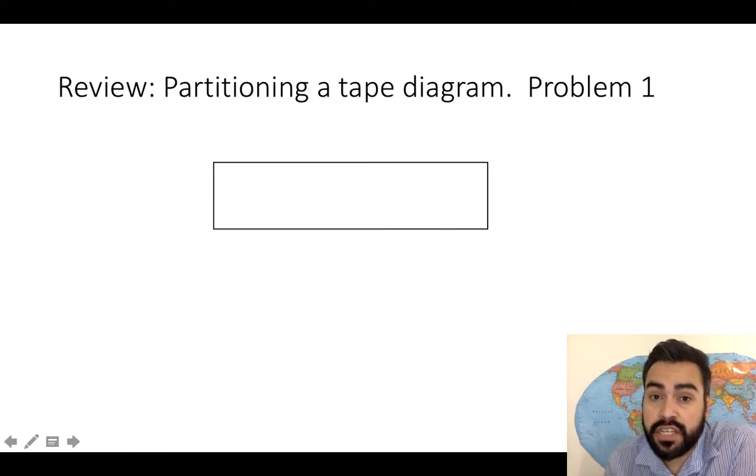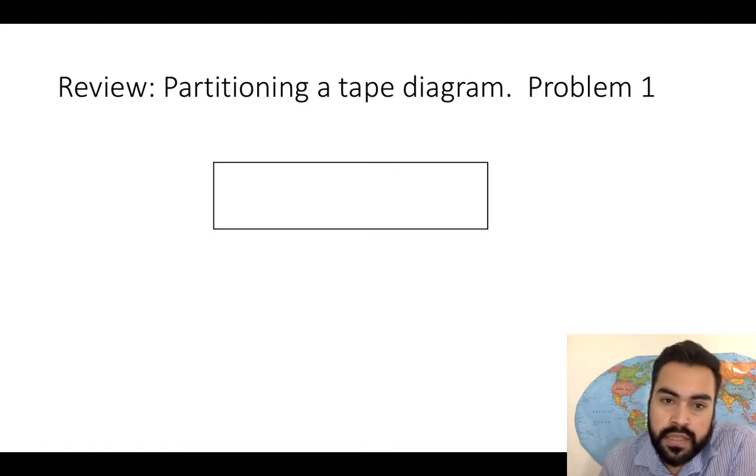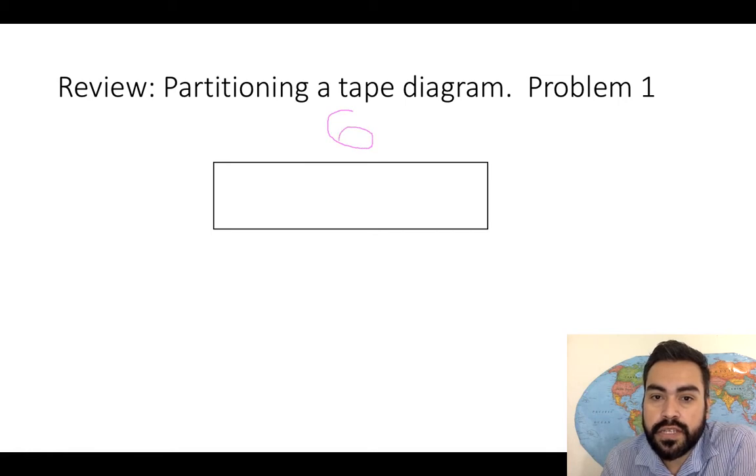So before we start with data, let's just review some concepts we've done in class before. Partitioning a tape diagram. This is our first problem. Make sure you're keeping track of the problems because you're going to turn those in through Seesaw. We're going to pretend this is a tape diagram and we measured it out and measured 6 units from this point to this point.